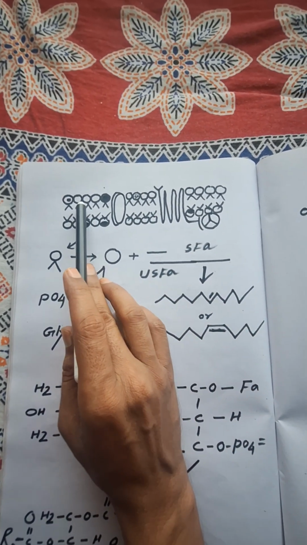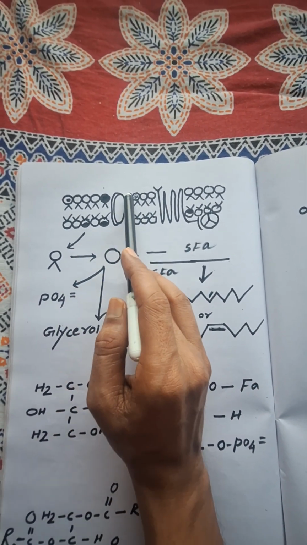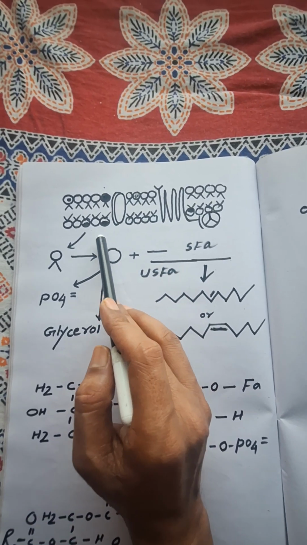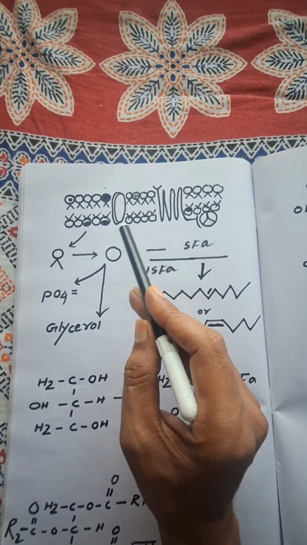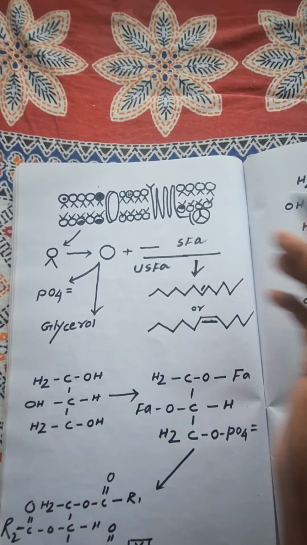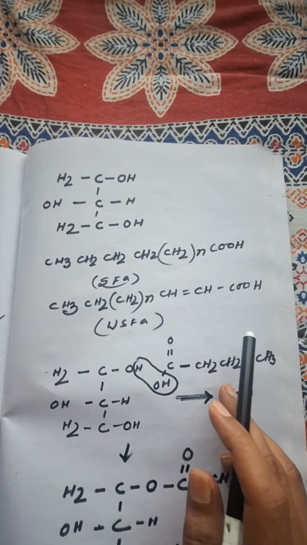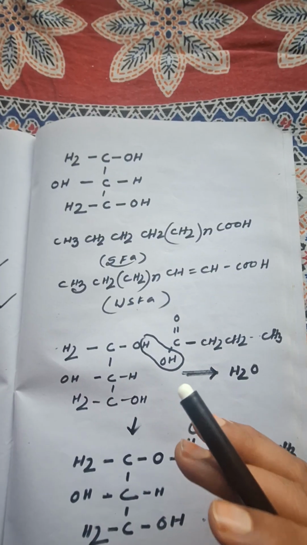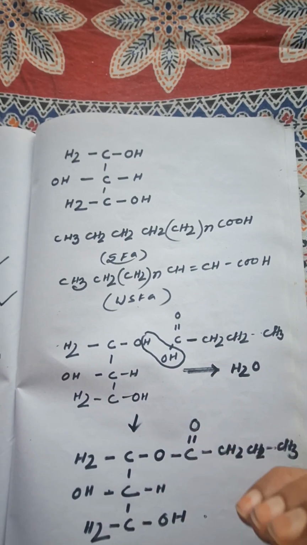Some glycerophospholipids are mostly present on the outer leaflet of the membrane, and some glycerophospholipids are on the inner leaflet of the membrane. In the next video I will explain everything clearly. So ultimately, in case of cell membrane, glycerophospholipids are the main component of the membrane.